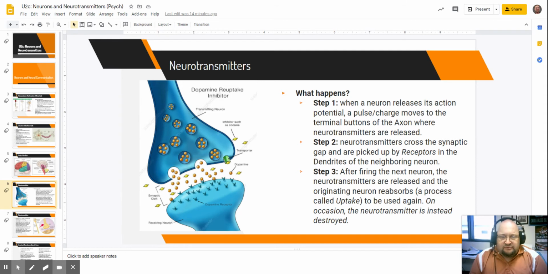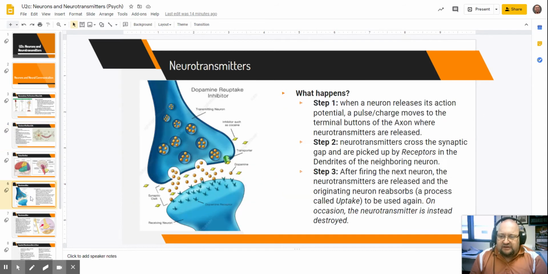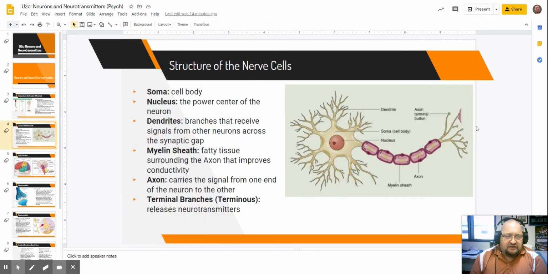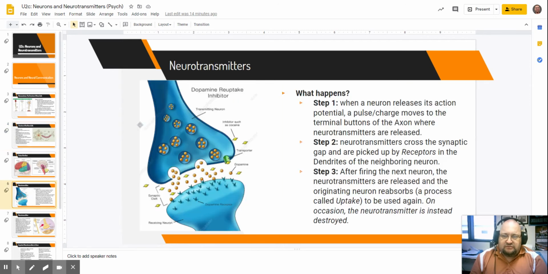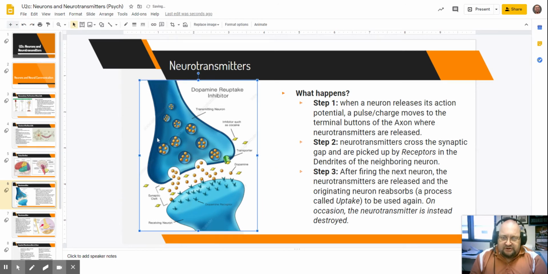All right, so going back to neurotransmitters. What we have here is an example of the terminus branch. Let me go back to the image here, to the terminus branch. So this is what we're looking at here, this last little bit of a neuron. Okay, so this is the terminus branch of one neuron. This is the dendrite of the next neuron. So again, this is the terminus branch. This is the dendrite of the next cell.